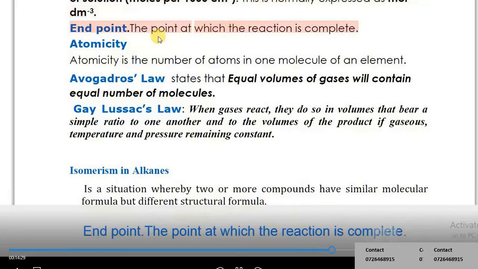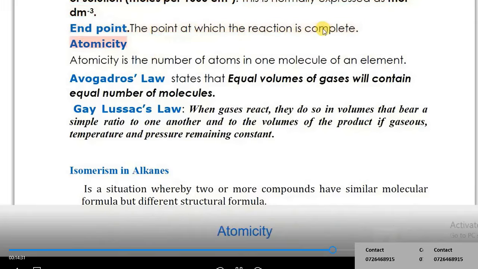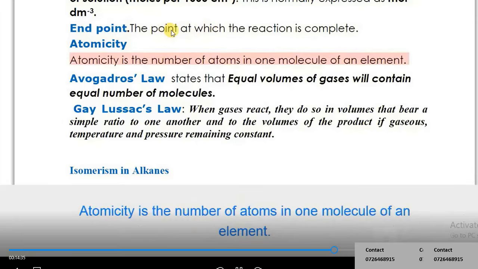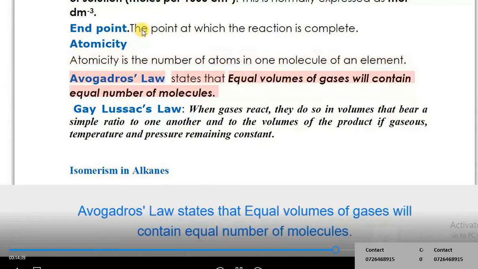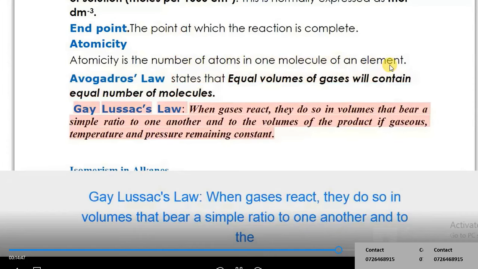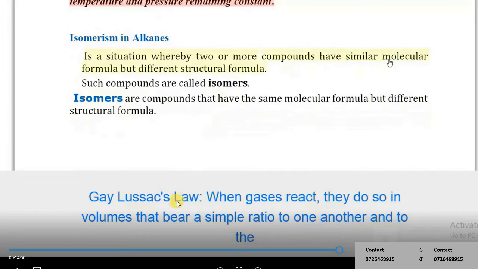Endpoint is the point at which the reaction is complete. For example, when sodium hydroxide is reacting with HCl, when the color of the indicator changes, that is called the endpoint. Atomicity is the number of atoms in 1 molecule of an element. State.